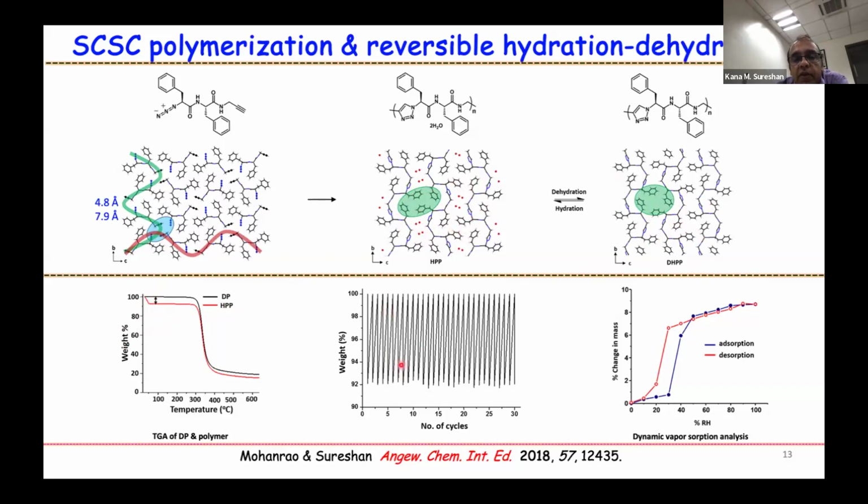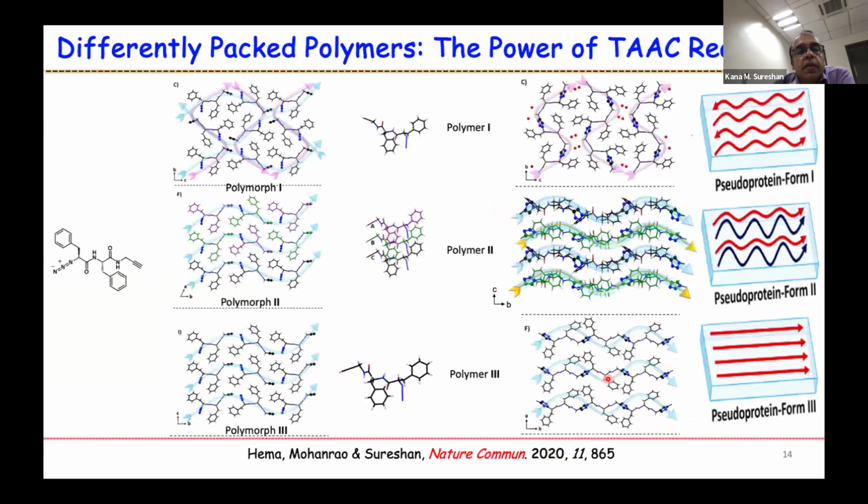And this is a TGA showing 30 cycles of dehydration and hydration. Every time, this material takes 8.2 weight percent of water. And this is the isotherm using dynamic vapor sorption analysis. The isotherm is also good, and it shows that at a relative humidity of 40% or so, it can take up water molecules. And this is only one of the polymorphs.